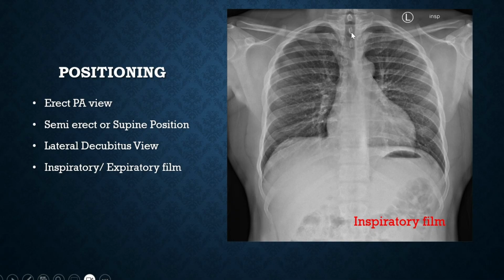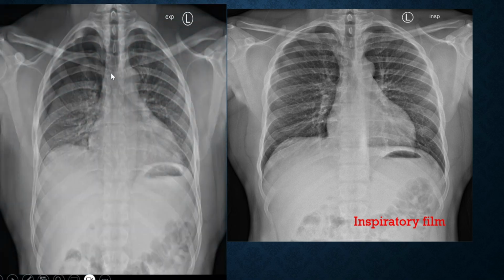Now the inspiratory film showing the normal lung. This shows that the lung appears normal, and when the expiratory film is done, there is an accumulation of air within the pleural space with collapse of the right lung visualized. So this is the importance of the expiratory film.